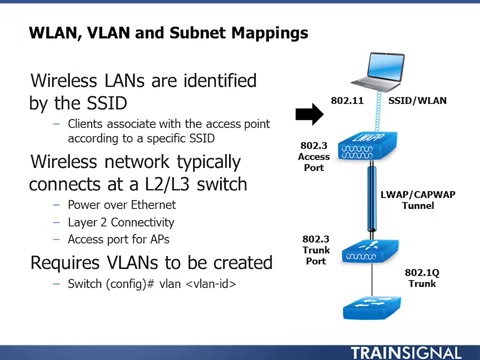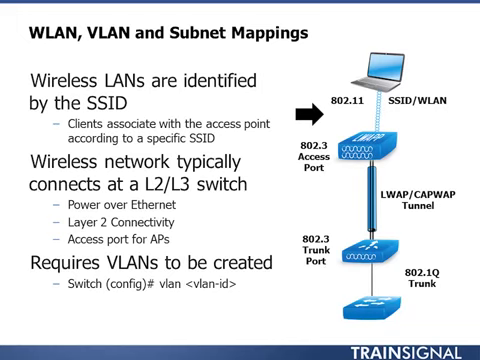So we're going to talk about wireless LANs, VLANs, and subnet mapping. In this diagram on the right, I'm going to describe it in three parts. Here, an access point is broadcasting the SSIDs in the beacon, and it could have one or many SSIDs. A client that's listening will say, oh, that's the SSID that I want to connect to, and so it will associate to a specific SSID.